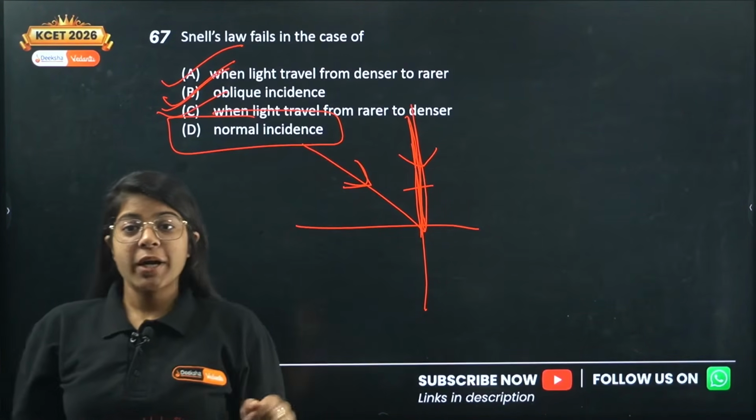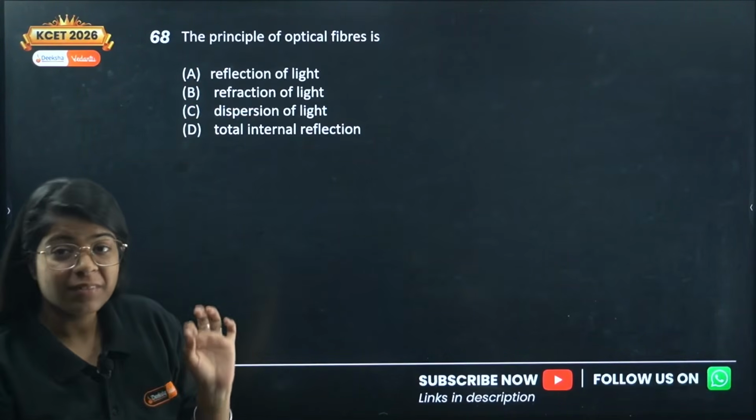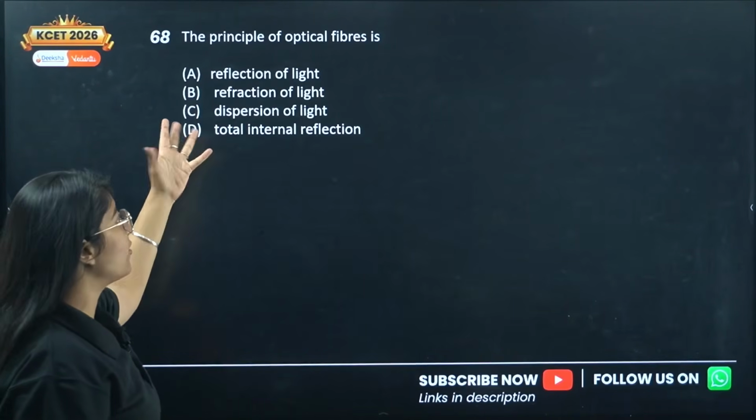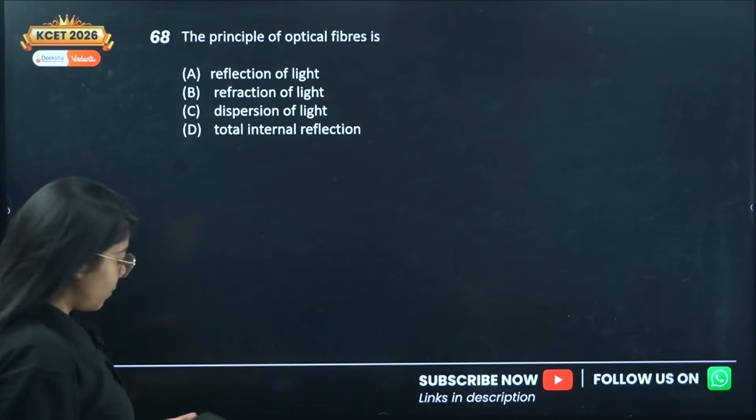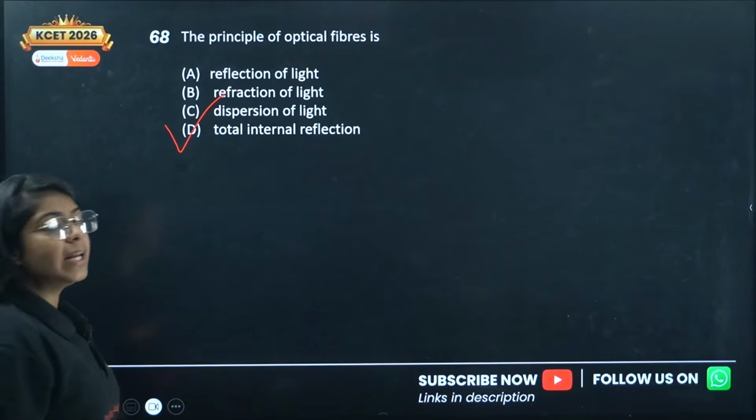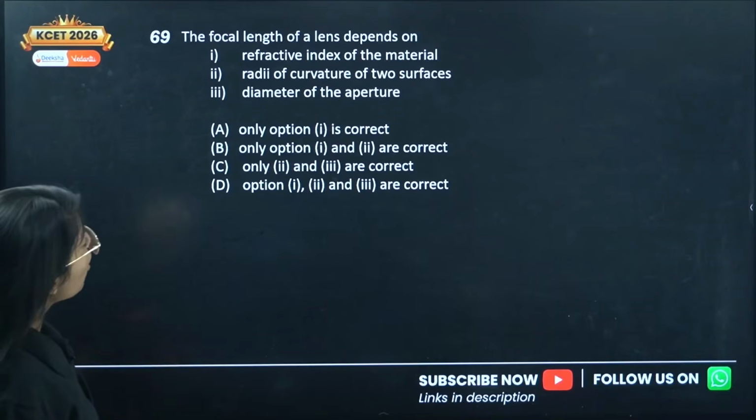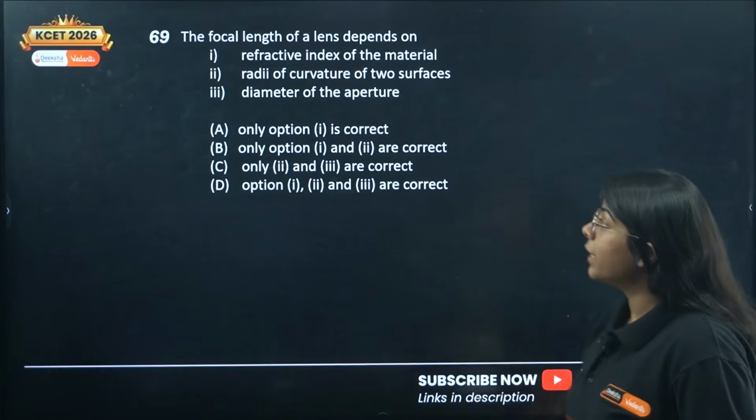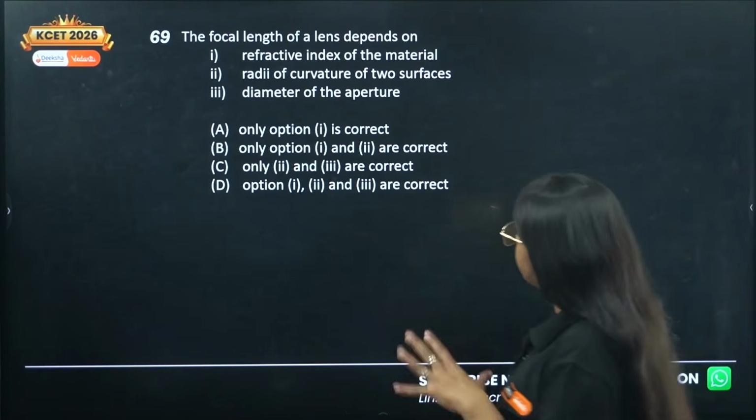Okay, moving on to the 68th question. The principle of optical fibers is what? Reflection of light, refraction of light, dispersion of light, or total internal reflection. Now we know it's very simple. Optical fibers are based on the principle of total internal reflection. Correct? 69th question says the focal length of a lens depends on first, refractive index of the material, radii of the curvature of two surfaces, diameter of the aperture.